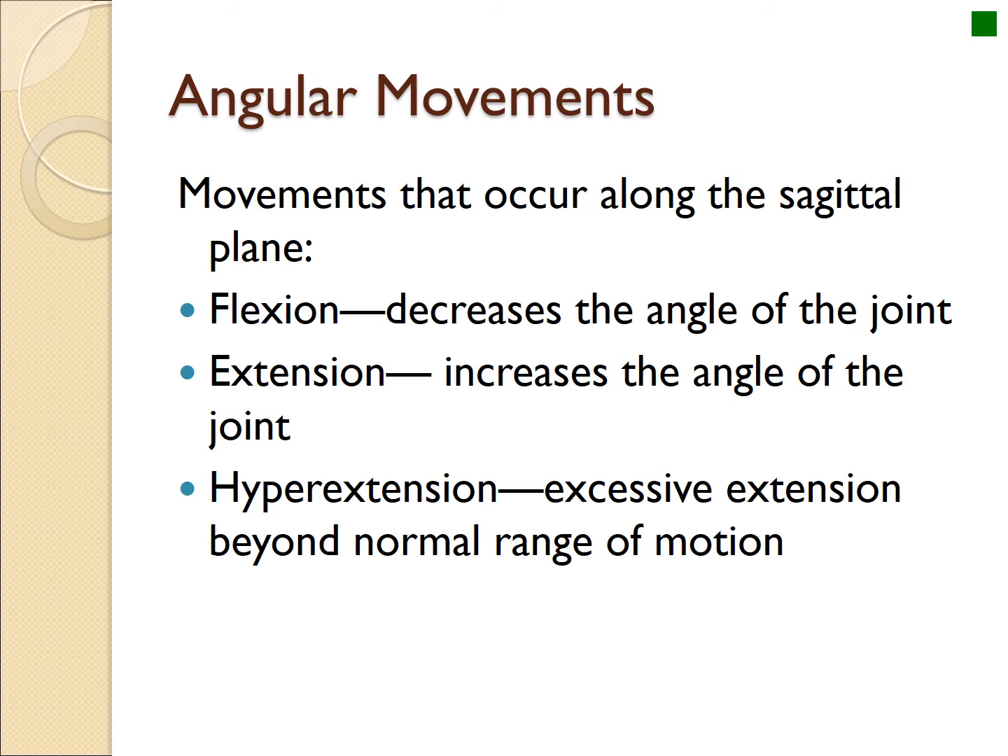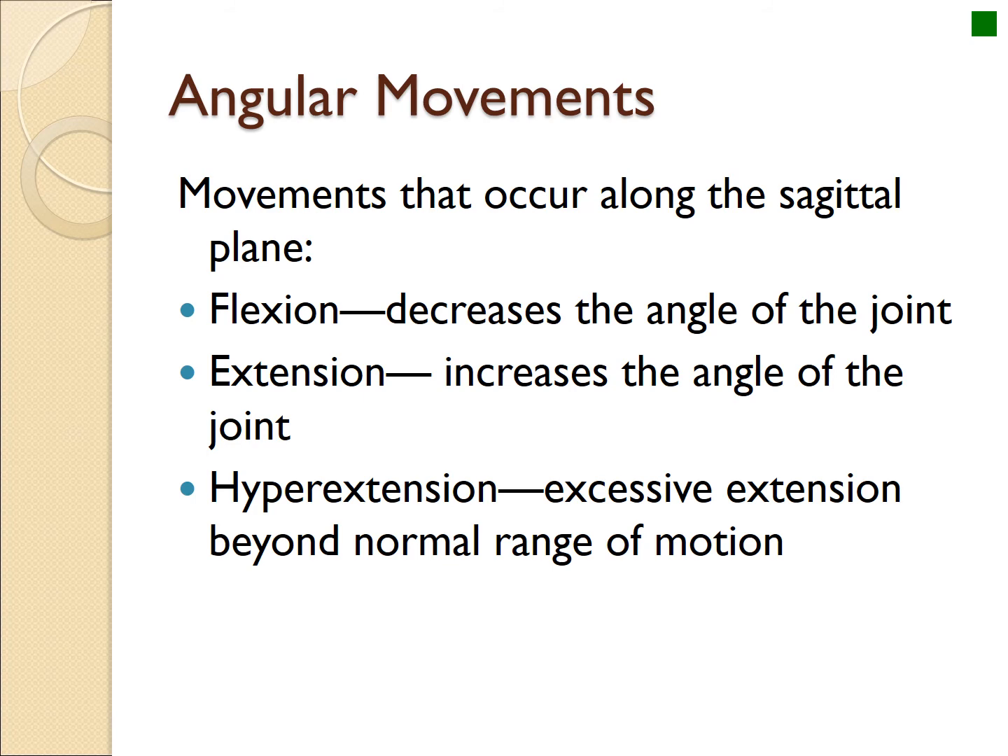So with flexion, we're going to see that the joint that's being flexed is going to be decreased in angle. That means going from straight to as tight as you can get it. With extension, we're going to increase the angle, and this is going to make the joint spread out.